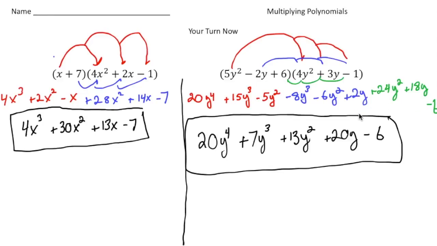And then you combine like terms, and I ended up with 20y to the 4th plus 7y cubed plus 13y squared plus 20y minus 6. And there it is. Alright, how'd you do?